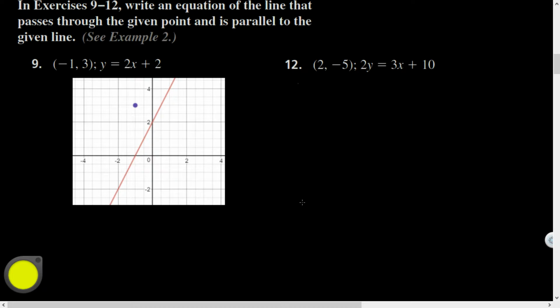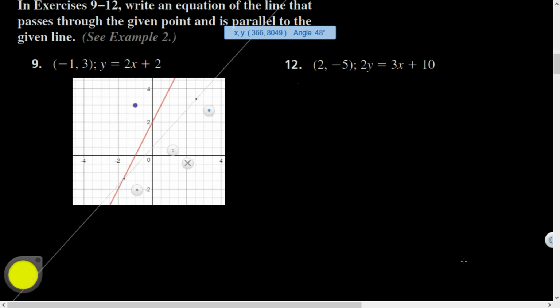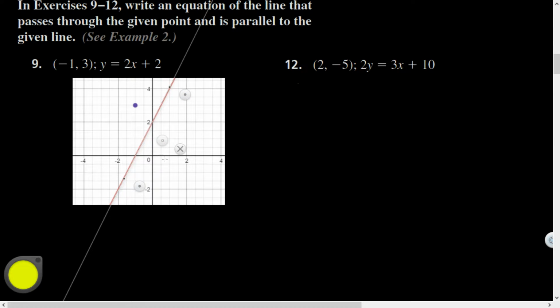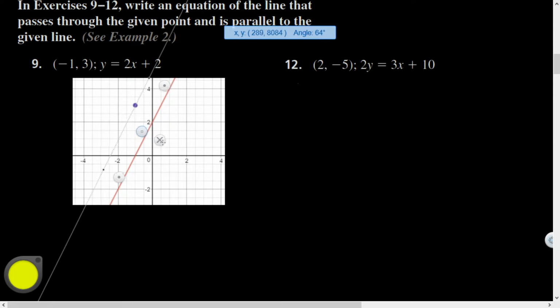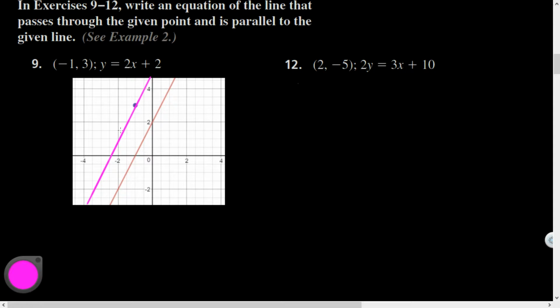So I'm looking for a line that is parallel to the given line that passes through that point. So notice if it's going to be parallel to the given line, it's going to have the same slope, and then I would just shift it over here, and it would have a different y-intercept, right? But it passes through that point. So that's what I'm looking for, essentially.